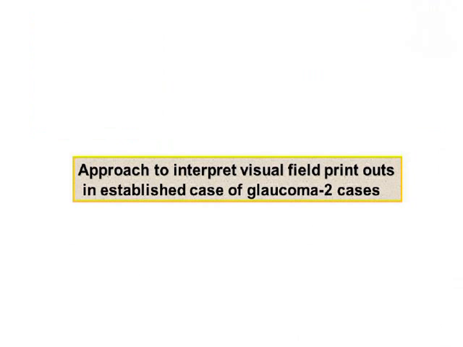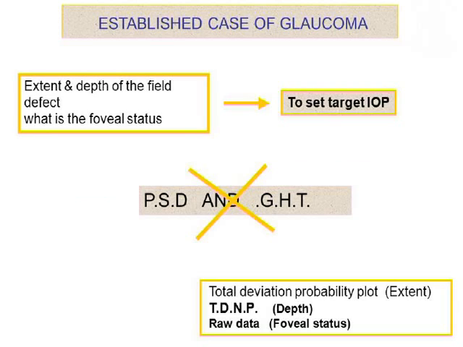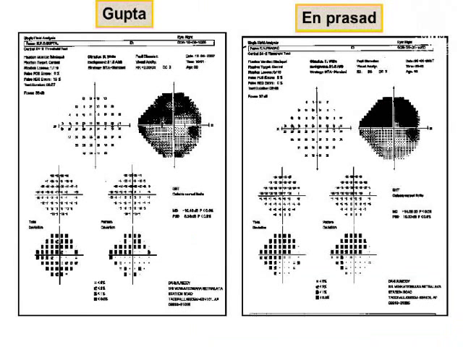Now take for example an established case. In an established case we know there is no role of PSD and GHT. The most important things are the extent of the field defect, the progress towards the fixation, and what the foveal status is. You have to concentrate on the probability plots, raw data, and the total deviation numerical plot for the depth. You see, here I am showing two cases of established glaucoma. Both are presenting with localized scotomas, a biarcuate scotoma.